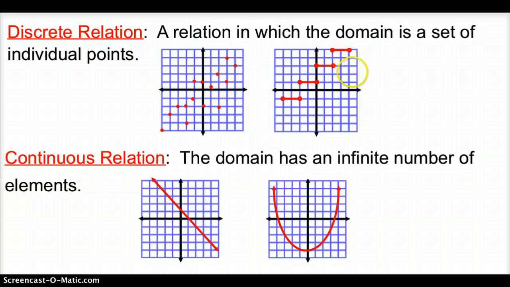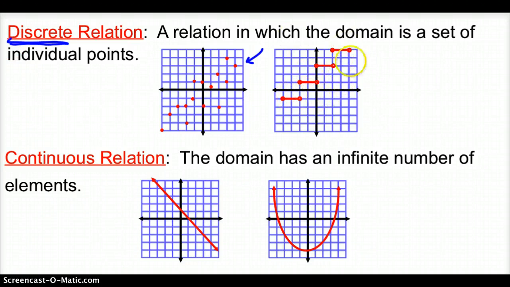Now, we're going to go into some relations. A discrete relation is a relation in which the domain is a set of individual points. So can we see here, and I'm going to get my blue marker, that those are individual points. This point is (-1, 1). This point is (1, 1/2). This point here is (3, 1). Those are individual points, so that is discrete. When you have individual points, this is a discrete graph.